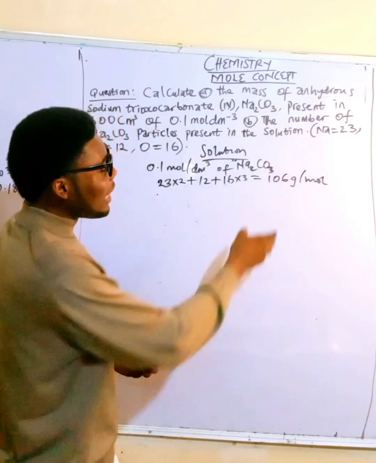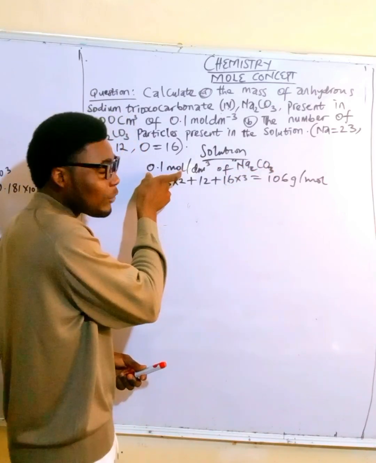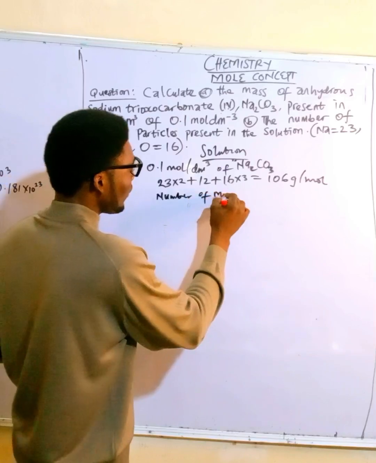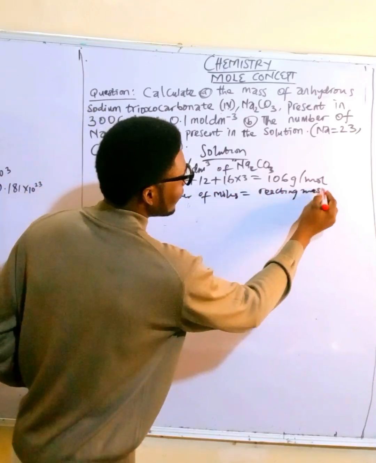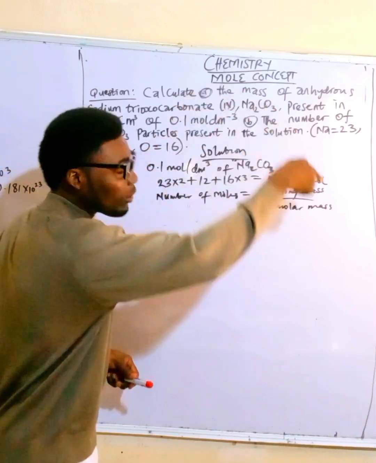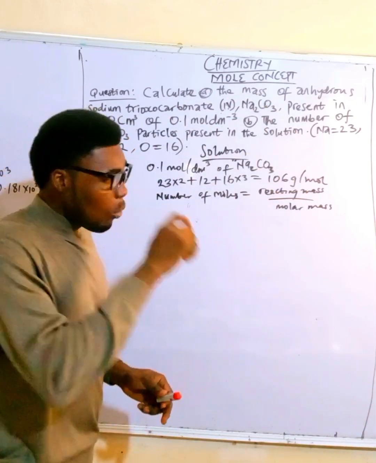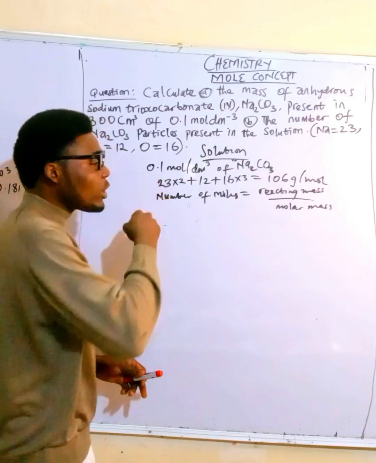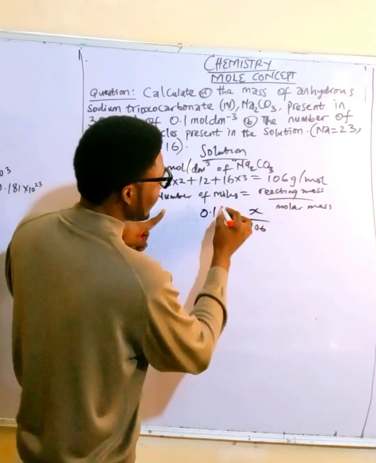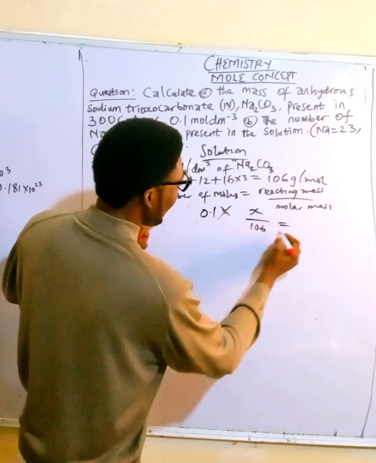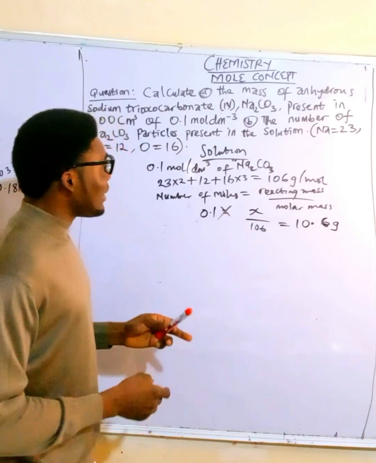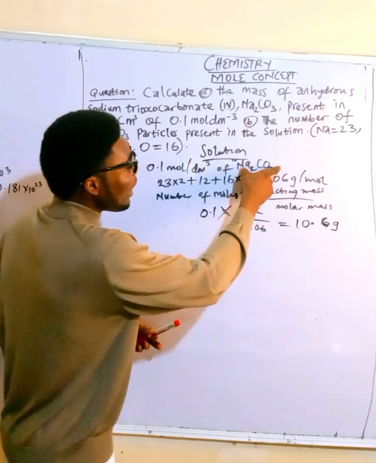That's it. So now that we know the molar mass of this salt, and we have 0.1 dissolved in 1000, don't forget we have a calculation formula that says number of moles equals reacting mass over molar mass. We want to know the mass of 0.1 in 1000 cm cube. Since 1 mole is 106, then 0.1 will be what? Number of moles is 0.1 equals x over 106. If you cross multiply this, it should give you 10.6 grams.